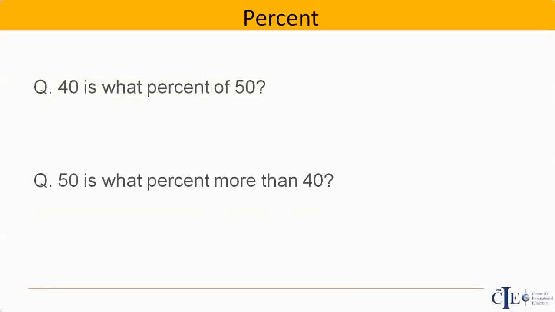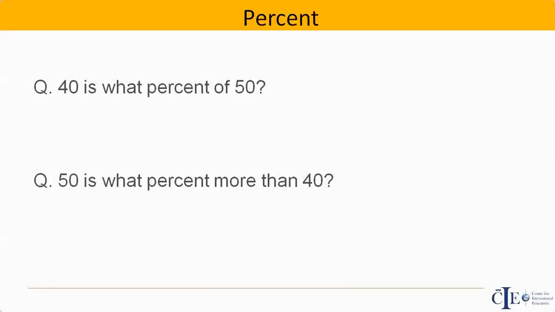50 is what percent more than 40. So it's not that much. So how much extra is 50 than 40? कितना percent है? Yeah, 25. It's not asking 50. If the word more was not there, if I say 50 is what percent of 40, then the fraction would simply be 50 upon 40, which is 5 by 4. That will turn out to be 125%.